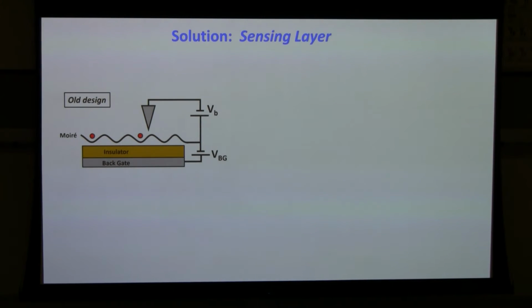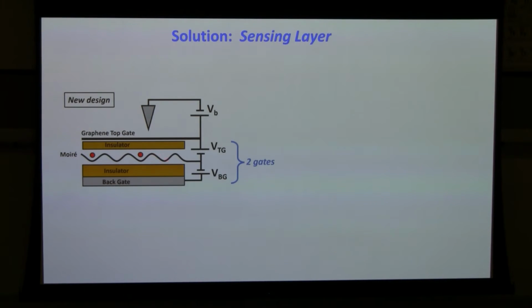And to understand that, let's first consider the old design. The old design is to have our sample here, a back gate and an insulator, and bring the STM tip down on top of it. That's what I showed you before. But that didn't work for us because the electrostatic interaction of the tip and the electrons is too great. So what we did, the new design, is to protect the material with one more insulator. We put a 5 nanometer thick layer of boron nitride on top of our moire hetero bilayer, and then we put a single layer of graphene on top of that.